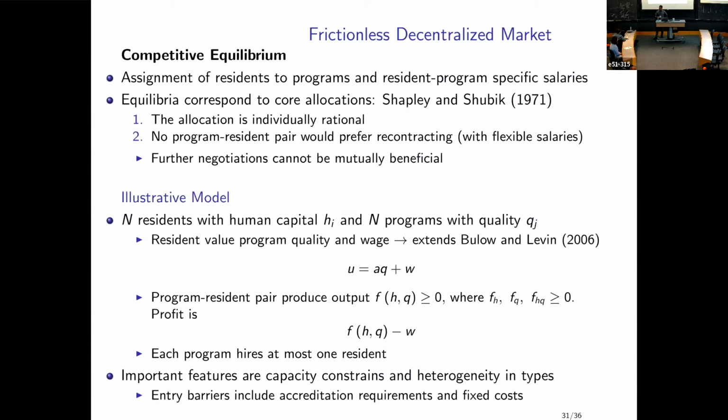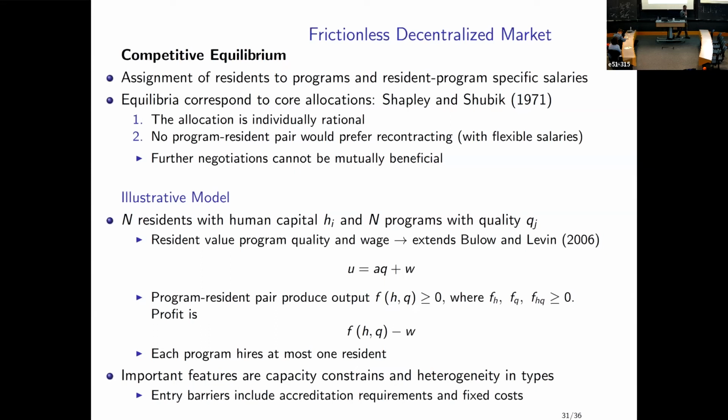Okay, so let's get rid of the Beckerian reasons for salaries being below the value of the job because there's some training. Okay, so let's think of H as net of training costs. In the Beckerian model, the training costs are paid by the workers, right? So let F be the thing that would be not net of that, and let F be supermodular so that a higher quality resident with a higher quality program produces more output for the program. And the program's profit is F of H, Q minus W.